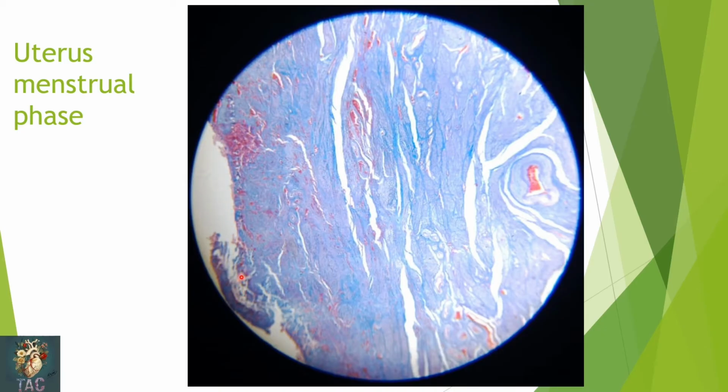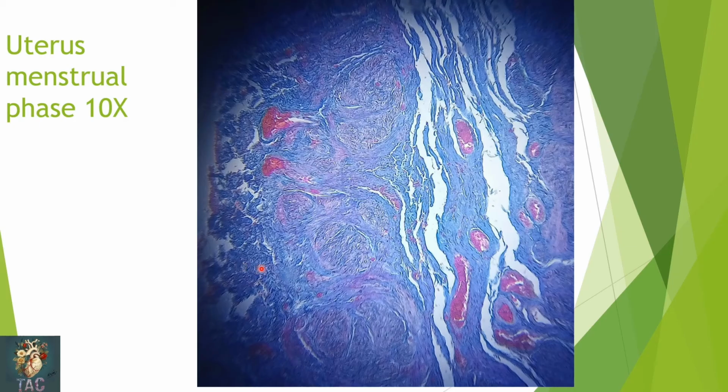So this is the menstrual phase, in which you can see the epithelium is lost, the stratum functionale is lost, and also the blood is present at certain places. This is the slide with Masson's trichrome stain. Same slide at higher magnification. Here you can see the broken epithelium and glands and blood cells, RBCs, which are present in the spaces.